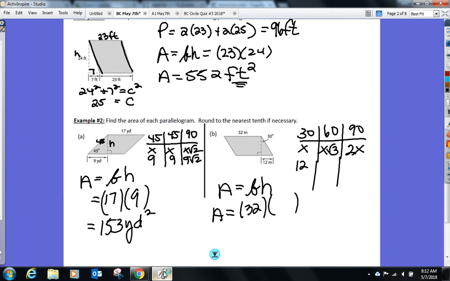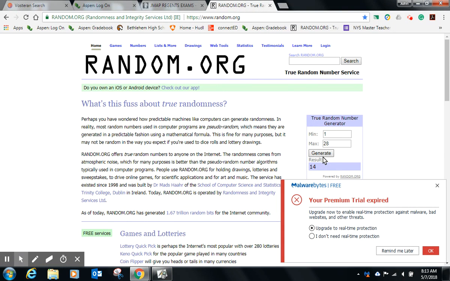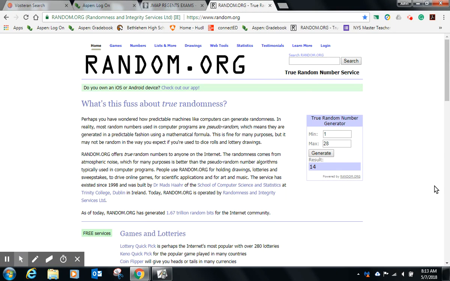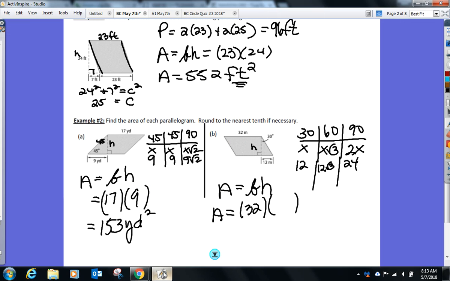What's across from the 60? Yep, and across from the 90? Which one of these three do I want? Where is the height across from in this one? Height's across from the 60. What's across from the 60? 12 radical 3. Round to the nearest tenth if necessary, which it will be on this one.